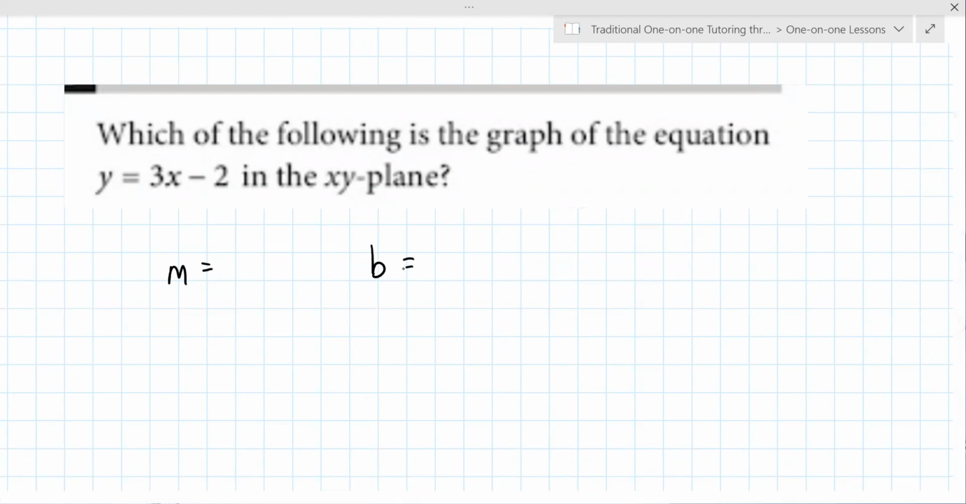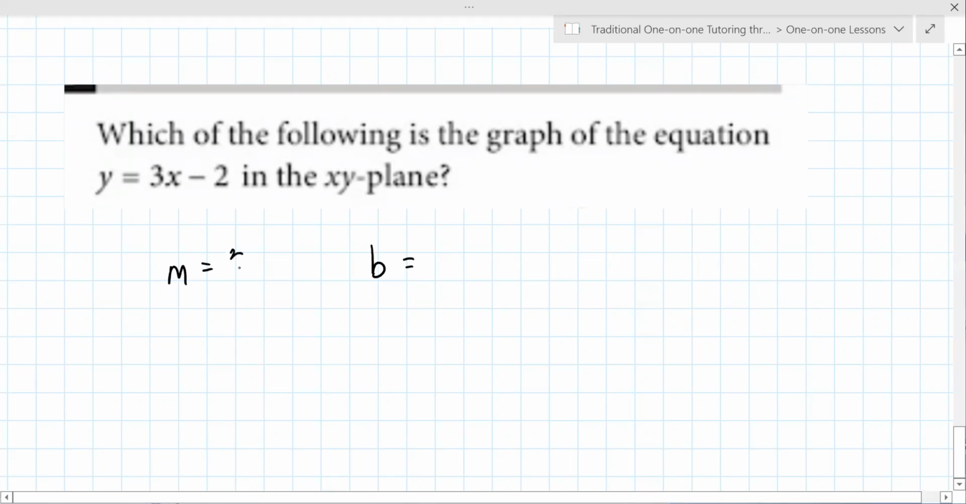Well, what was that? I don't know. All right. Okay. Anyways, let's just get on to this. Which of the following is the graph of the equation y equals 3x minus 2 in the xy plane? M right there is 3. B is 2 and M is 3. That's right.